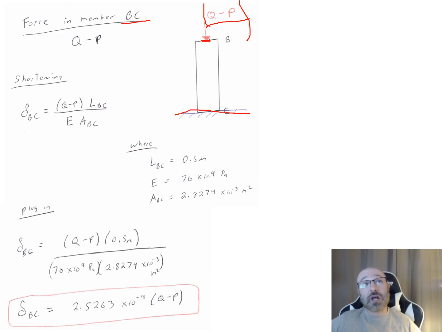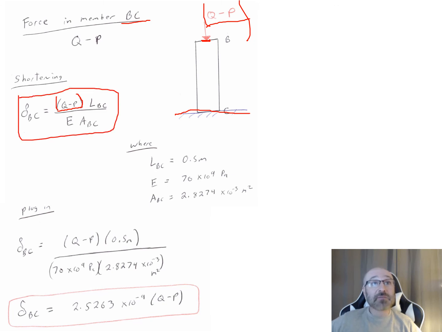So now when we go back to equation 2.9 of our textbook, for our load value, the load that we're interested in is this combined load from our P and our Q. So we plug in Q minus P for that portion of equation 2.9. Now that is multiplied by the length of member BC, divided now by our modulus of elasticity. And recall, it's the same material for all, so E doesn't change whether we're dealing with AB or BC. And our area for BC there.